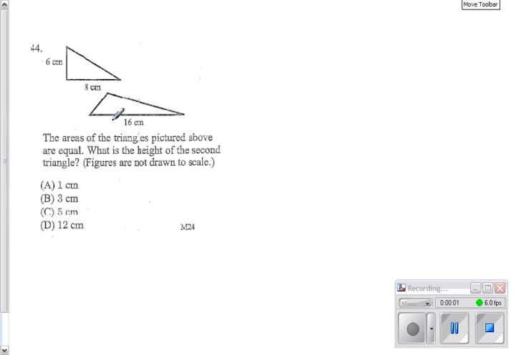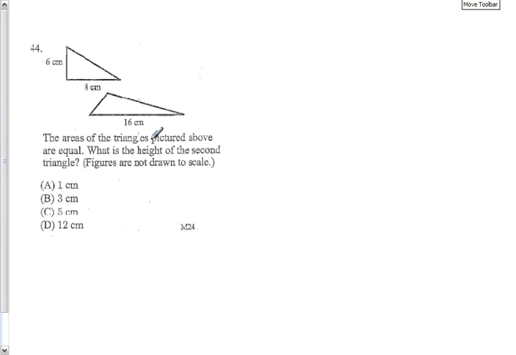We're going to have both a kind of scale factor type problem and also an area problem. So this is our geometry. Skip to the little box over there. The areas of the triangles pictured above are equal. What is the height of the second triangle? So we need the little x. We need to find that side.